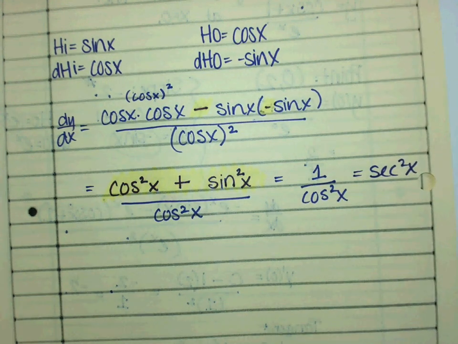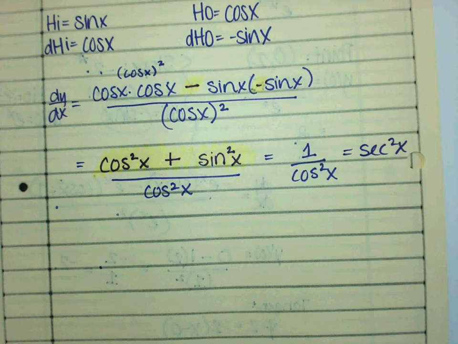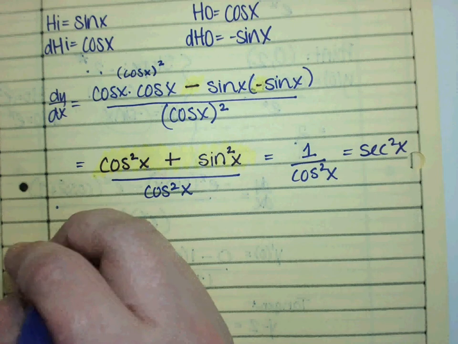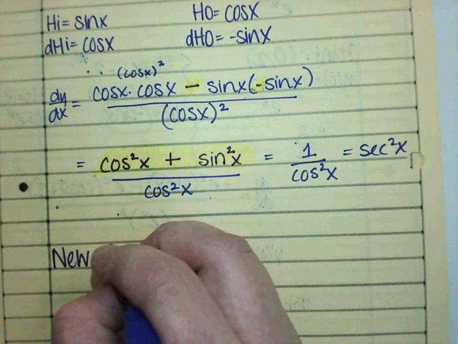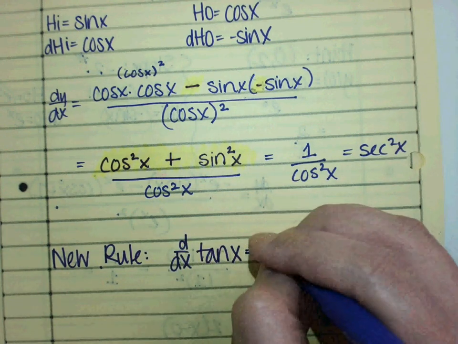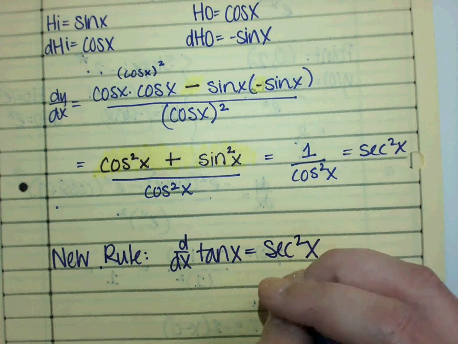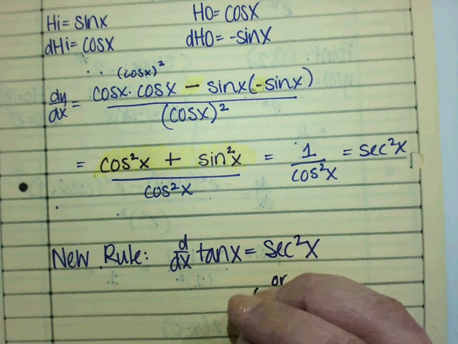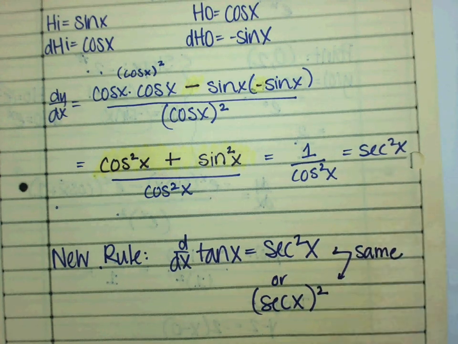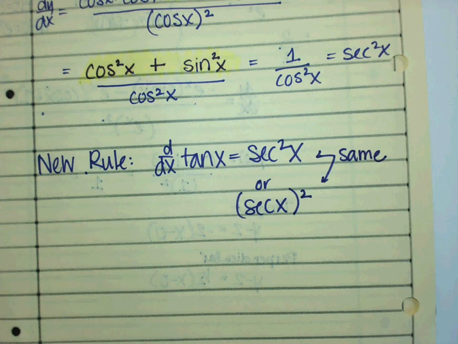So you have a new rule. The derivative of tan x is secant squared x, or secant x squared. Those are the same. They're different notations, but get used to the top one because that's how you're going to see it on the AP test. Okay? Good job. So good.